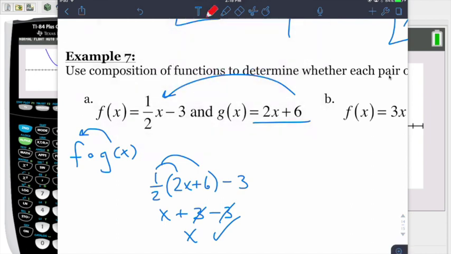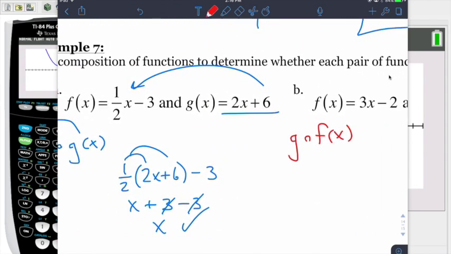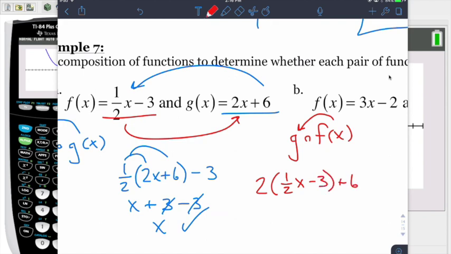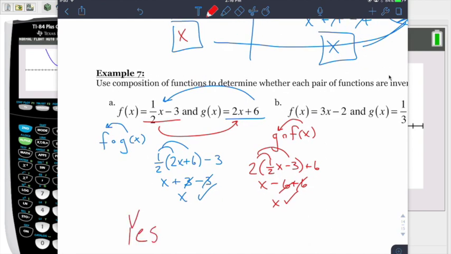And let's check the other order. Let's do g of f of x, so f into g. So that's that into that. So 2 and then 1/2 x minus 3 and then plus 6. So x and then minus 6 and then plus 6. The 6's should cancel and then it's x. So these are definitely inverses of each other.